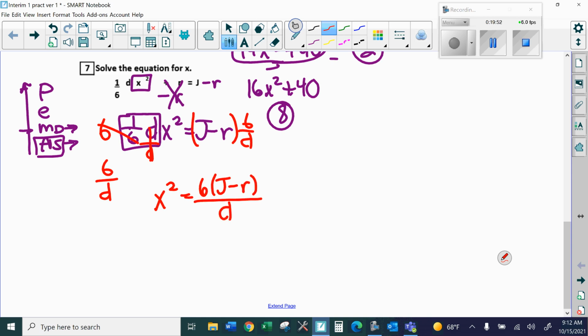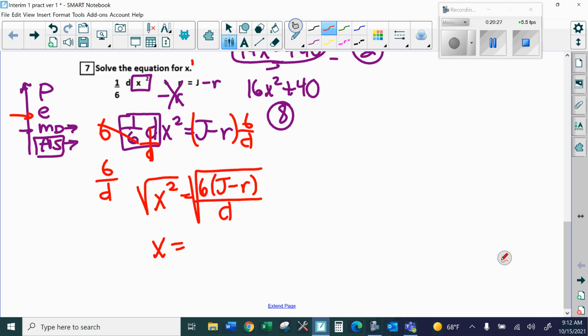Now, they may or may not distribute that 6 through there. They may leave the 6 on the outside, or they may distribute it and have 6j minus 6r. This is going to be a multiple-choice answer, so I'd leave it like this to begin with and see if that's there. Now, remember, this is x squared. I want to solve for x to the first. So now I'm up to exponents. I have to get rid of that exponent down to 1, so I take the square root. Whatever I do to one side, I do to the other side. So there's my final answer.